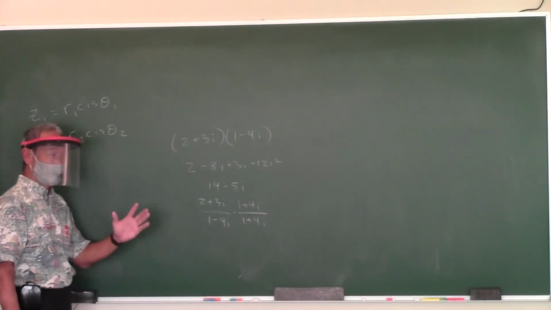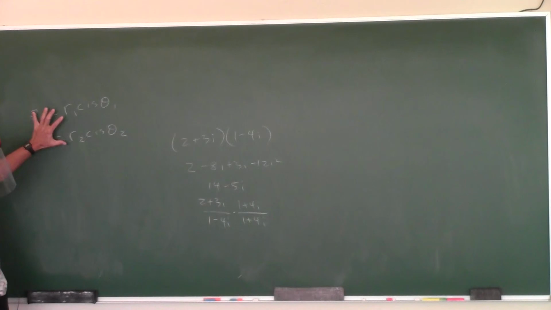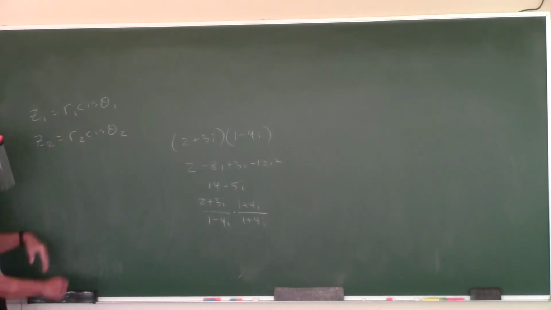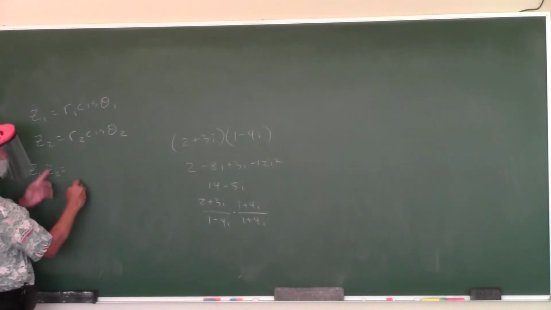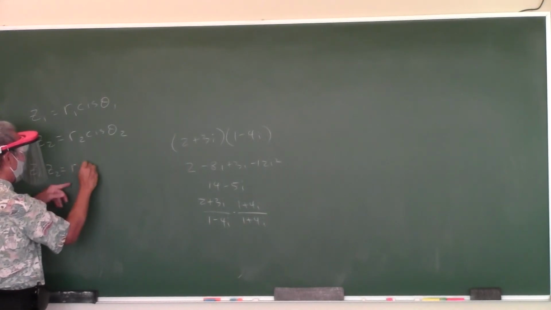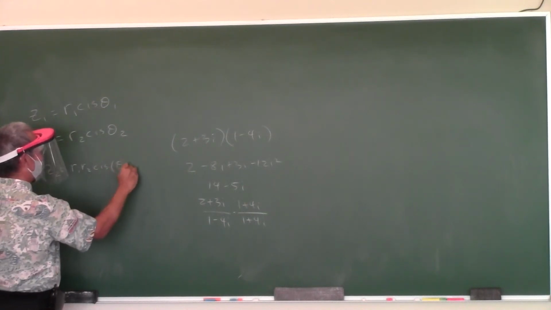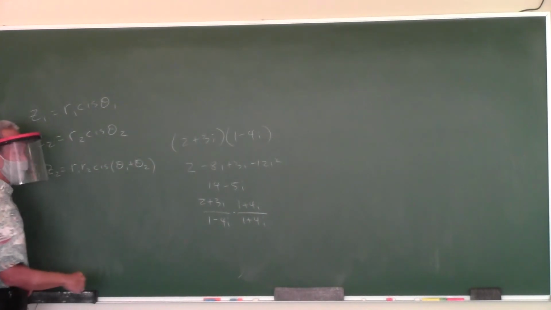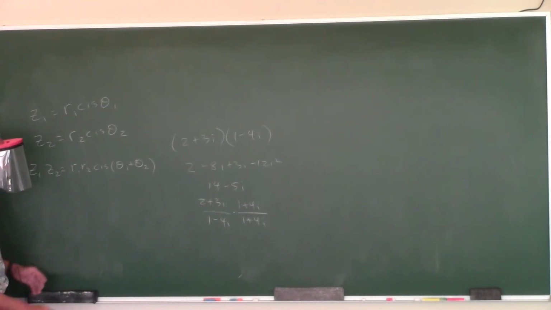But watch this. That's why we have these theorems, because it makes life easy for you. If the complex numbers are in polar form, then when you multiply them together, all you have to do is multiply the r's and then add the angles. That's how simple it is to multiply. You guys don't seem impressed. This saves you so much time.